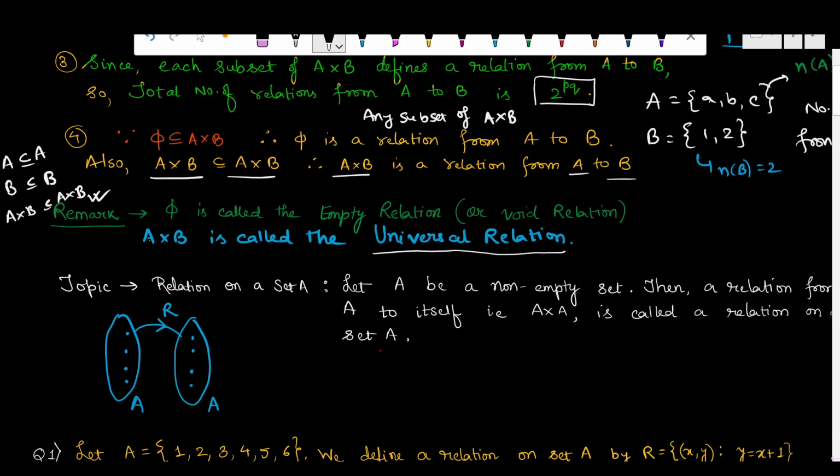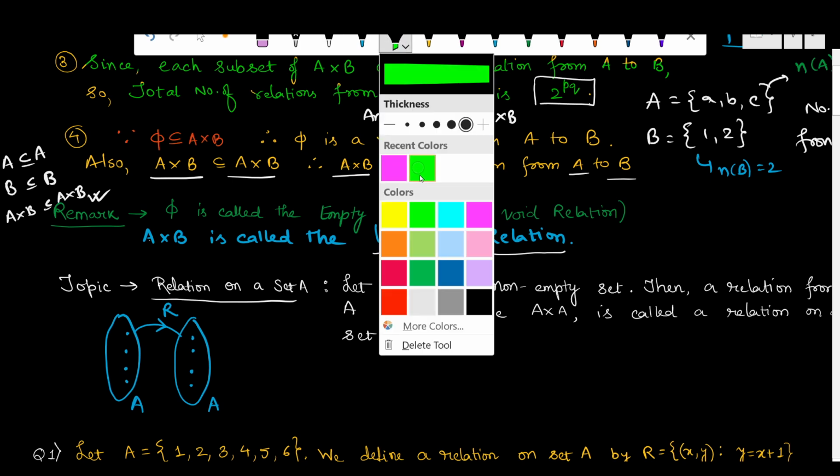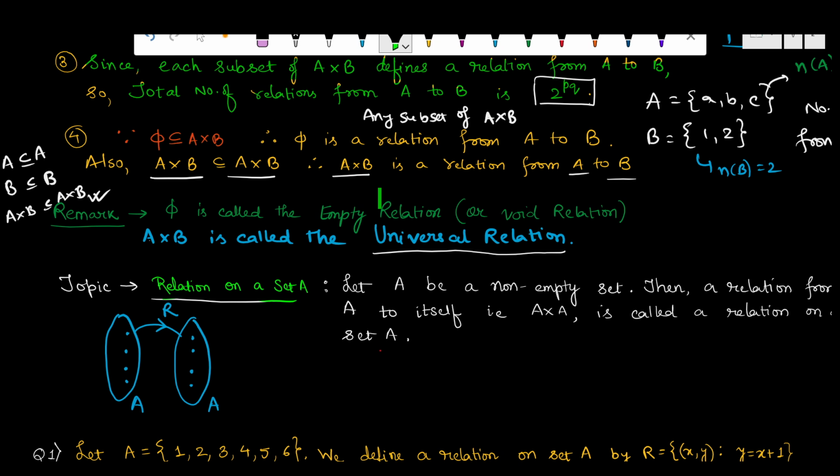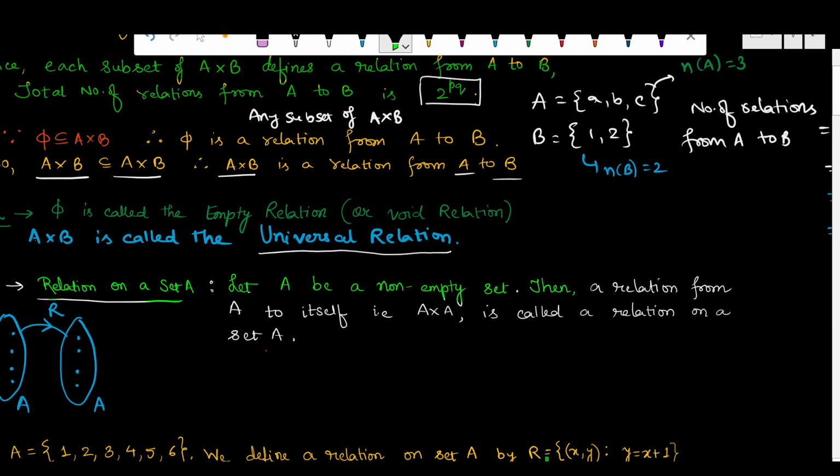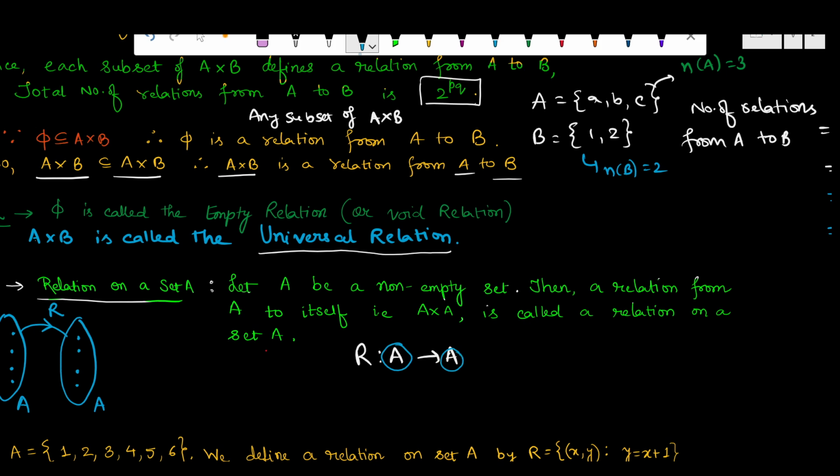Next topic is the relation on a set A. Suppose A is a non-empty set, then a relation from set A to itself, meaning R is from A to A only, that is A cross A, is called a relation on a set A. It means the elements of A map to elements of A itself.